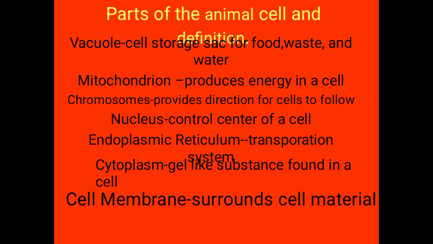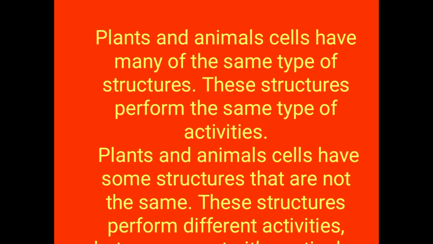Cell membrane is the differentiating part of an animal cell from a plant cell. For the purpose of protection, for plant cells we use the word cell wall. But if we talk about animal cells, we use the word cell membrane for the purpose of protection and surrounding. Plants and animal cells have many of the same types of structures. These structures perform the same types of activities. Plants and animal cells have some structures that are not the same. These structures perform different activities.